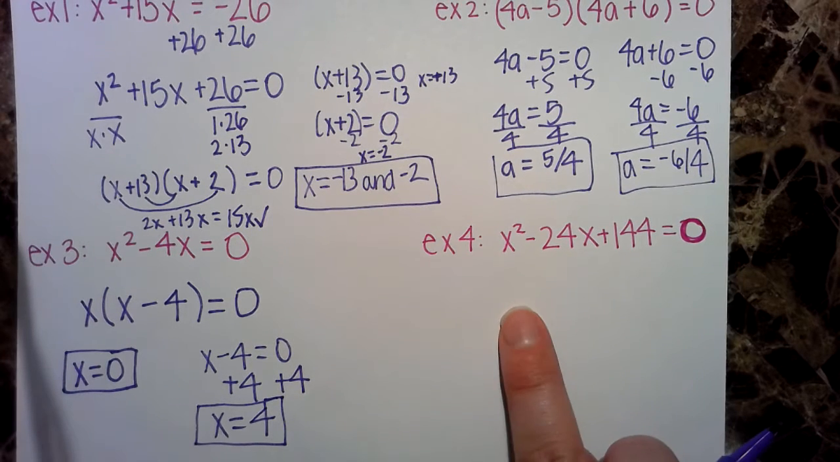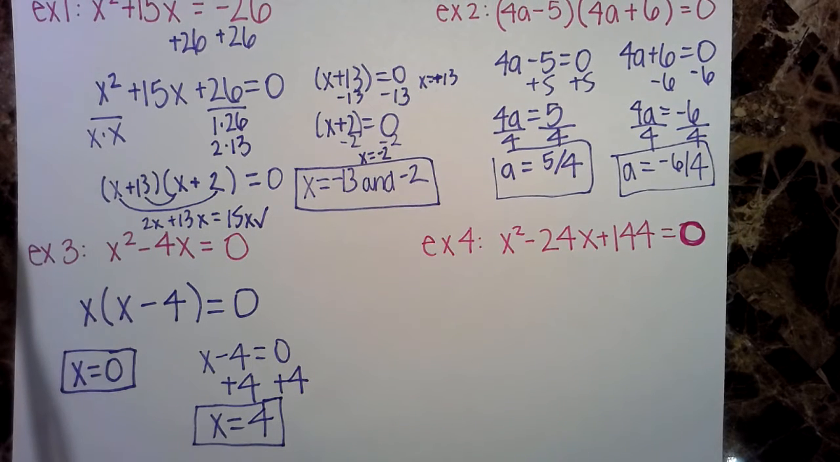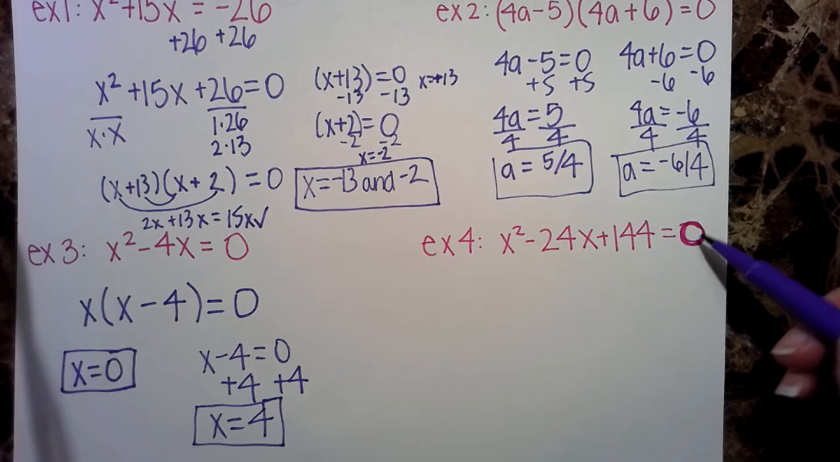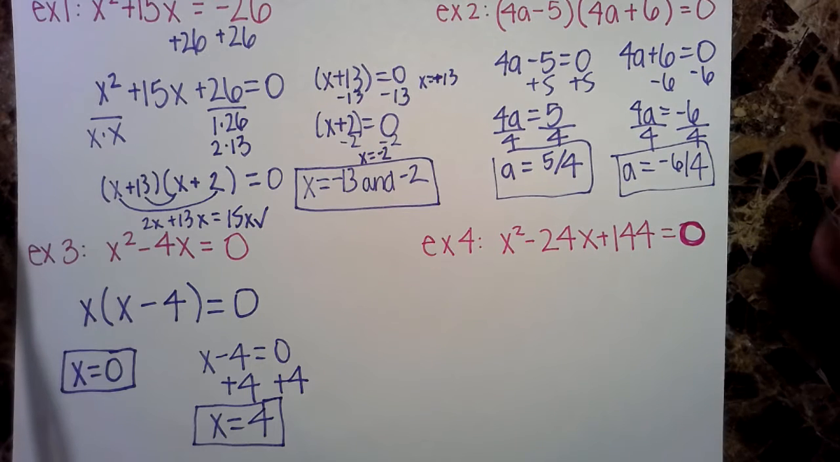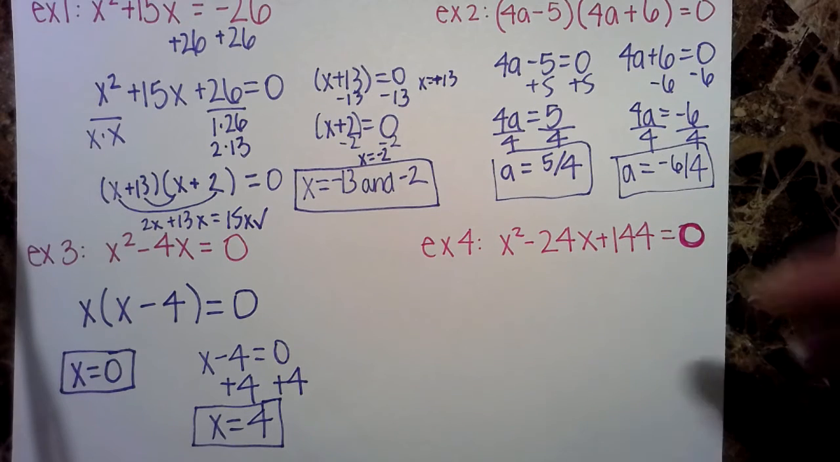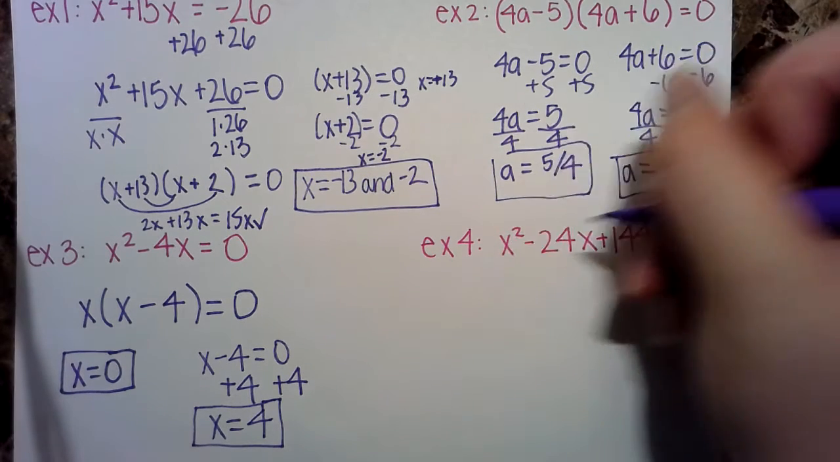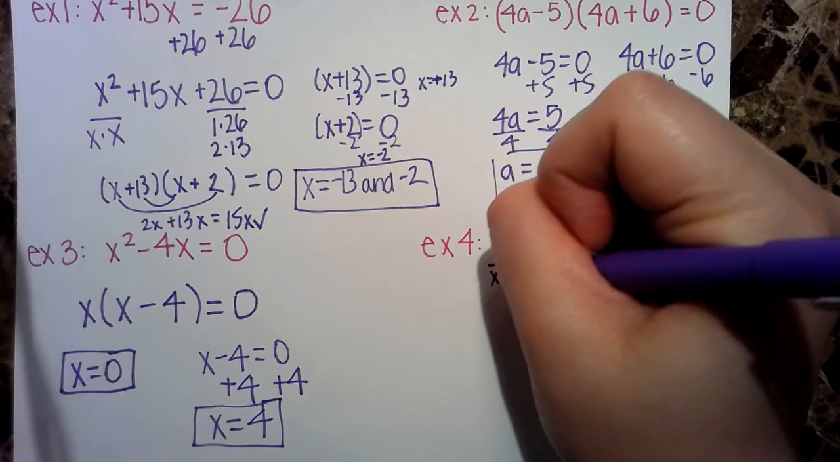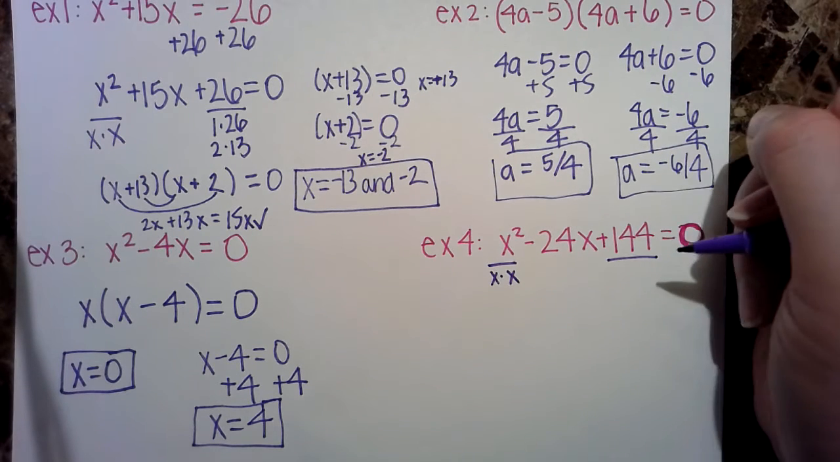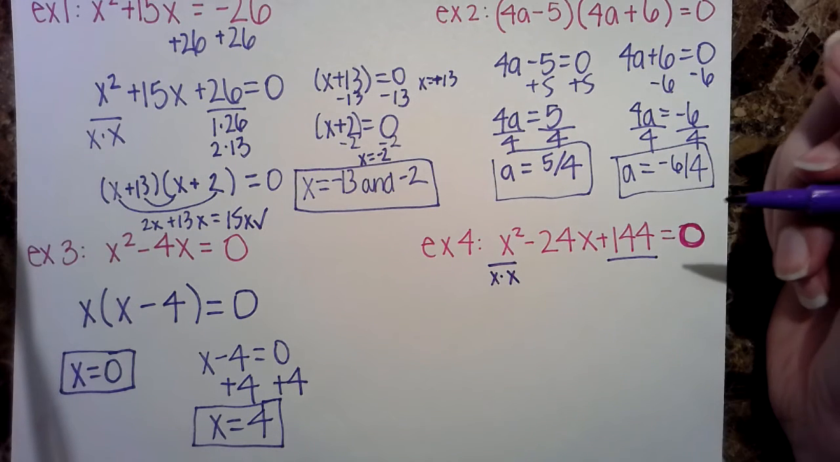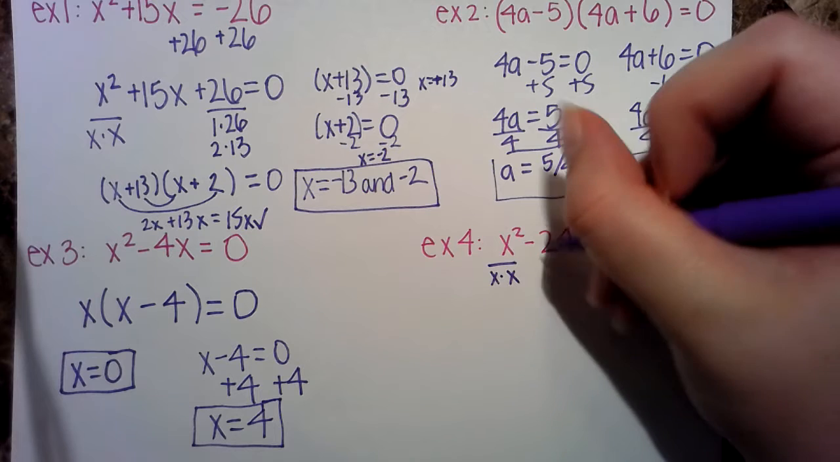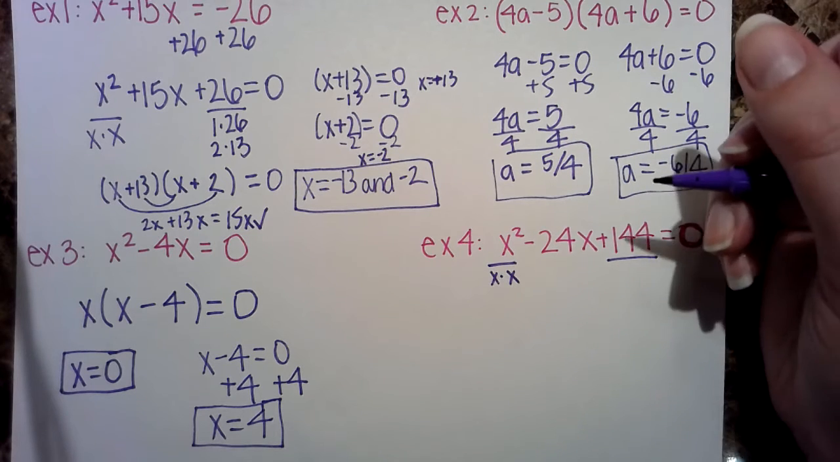Now my next one, I'm going to say to myself, okay, is it set equal to 0? It is. So now I'm going to see how I can factor. I notice it's a trinomial, so I'm going to find the factors of the a and the c. So here's my factors. Now with 144, there's a ton of factors. So I've got to think about, okay, what's going to get me to add up to that negative 24?